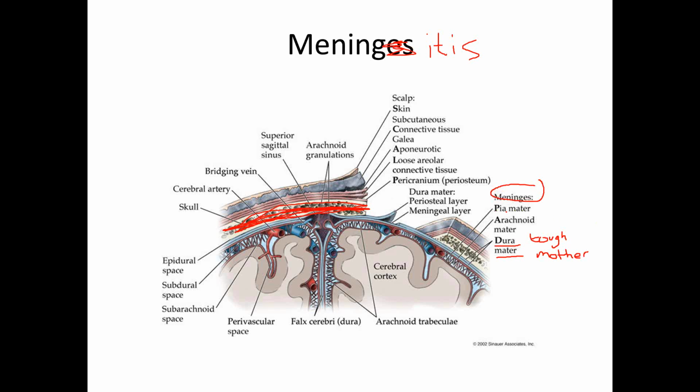The pia mater means intimate mother. And the arachnoid mater means the spider-like mother. Now, why would we want to know about this? Well, I've already said that meningitis is a significant disease.